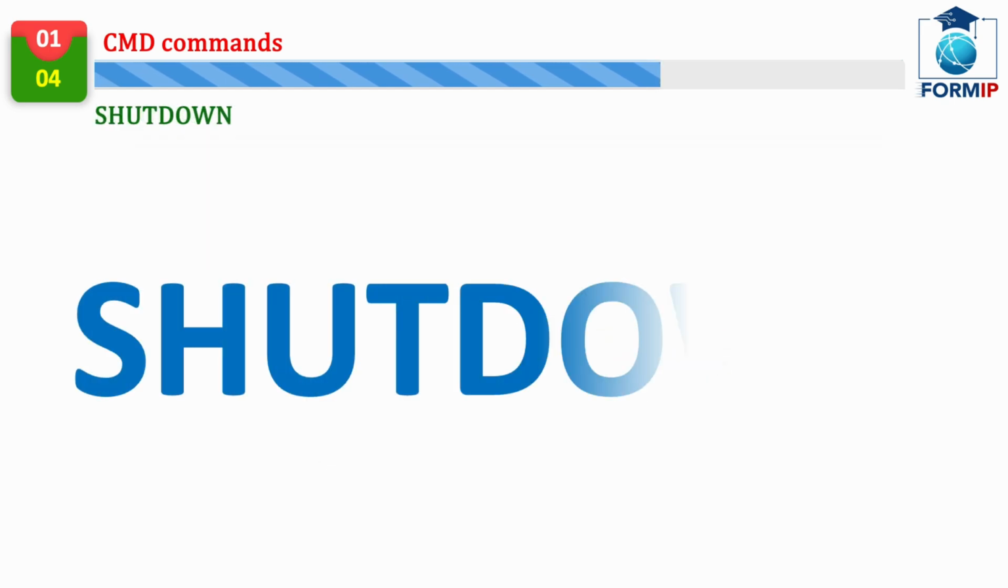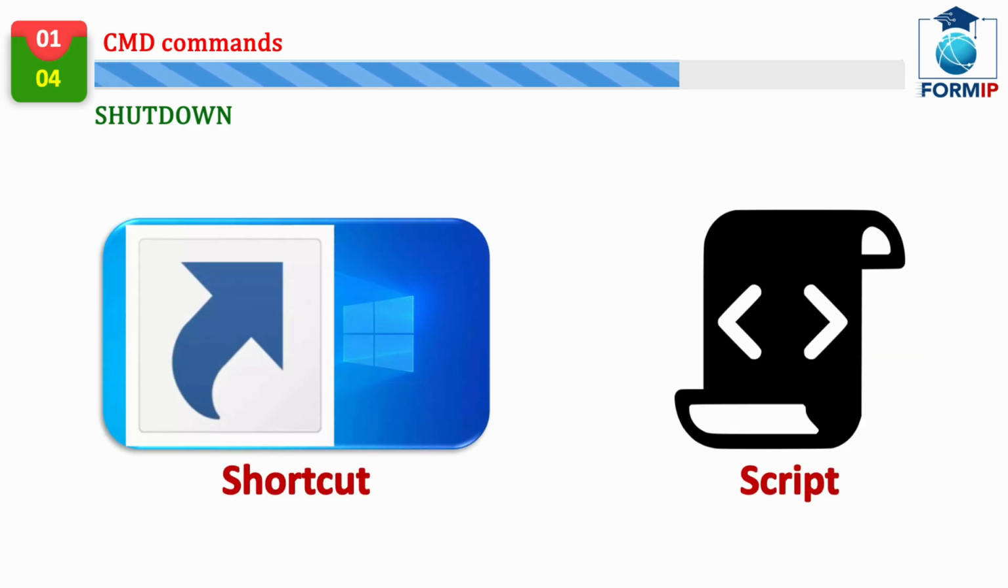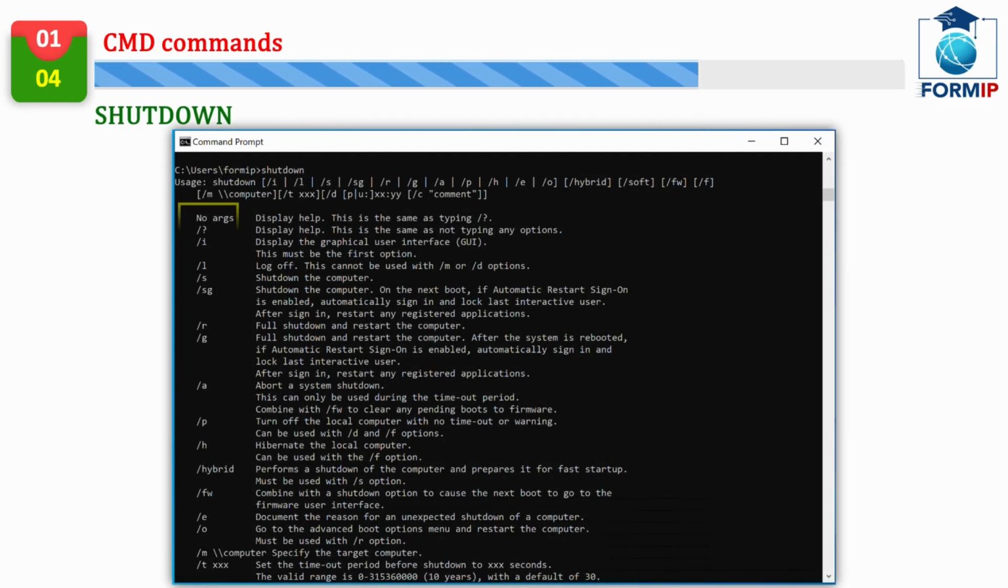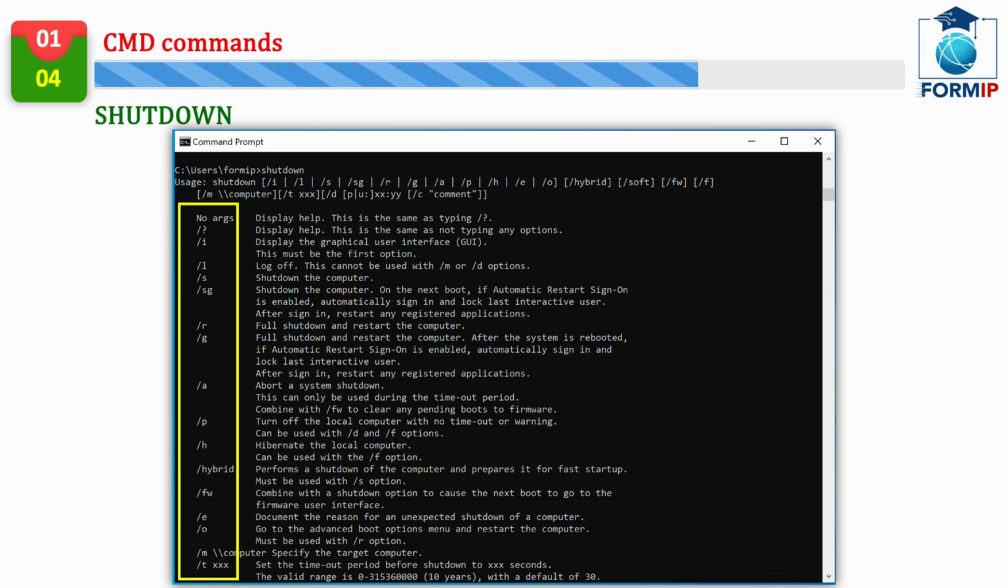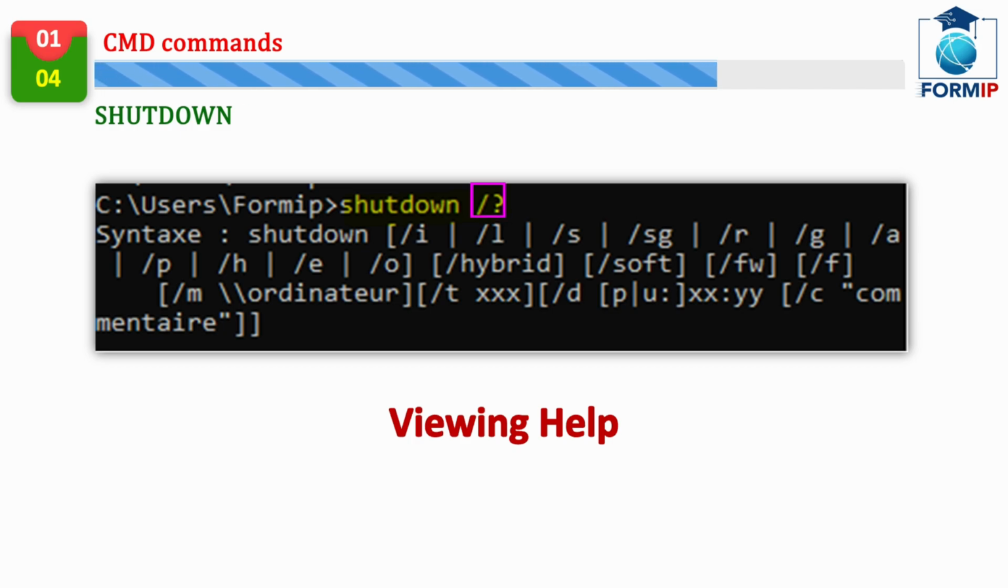Let's move on to the shutdown command, which, as its name suggests, allows you to shut down or restart a PC. This command is useful if you want to create a shortcut on your Windows desktop, for example, or create an automated script. This command cannot be used on its own. We will have to add an option depending on what we want to do. By the way, for each command that exists on Windows, if you add /?, you will get the complete list of all the possible variants of the command, the different options. We will therefore detail the different syntaxes that revolve around the shutdown command.